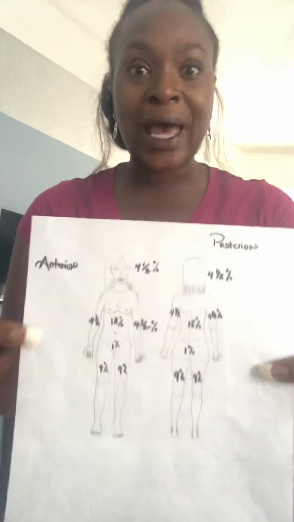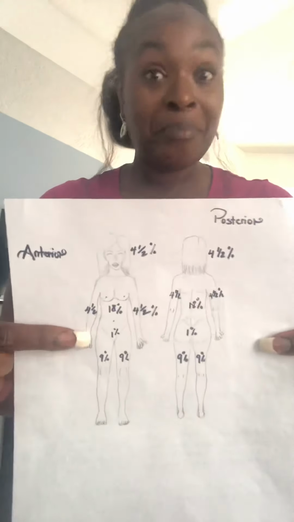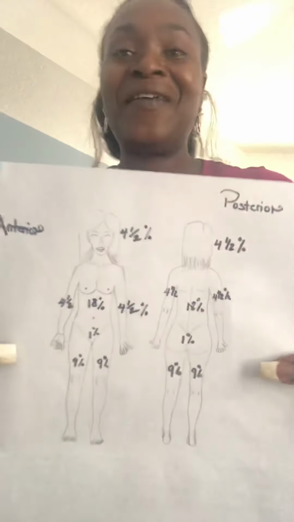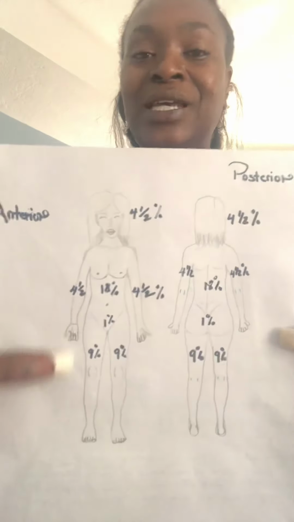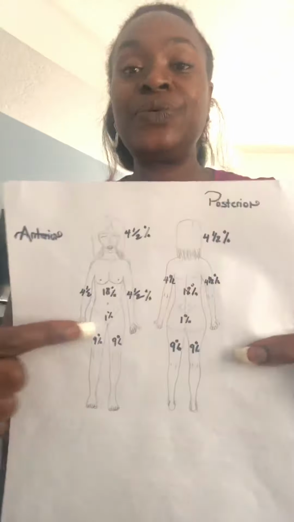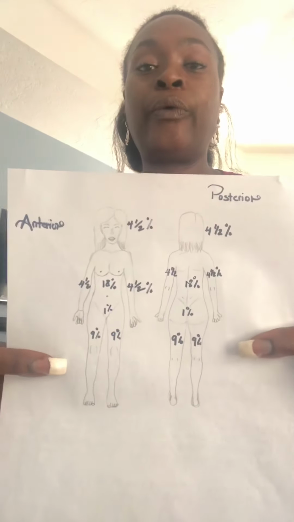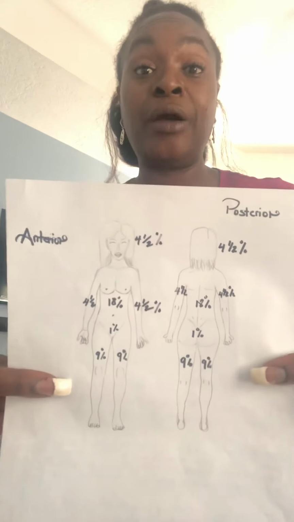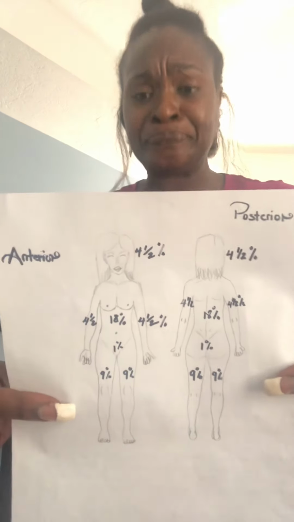And if you haven't seen one, this is what it looks like. Don't laugh, you guys. This is my little mock lady here. Okay, so this is her anterior portion and this is her posterior portion. And the numbers you see here are how the affected areas are calculated.